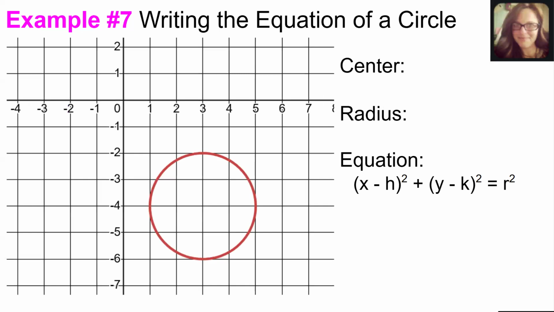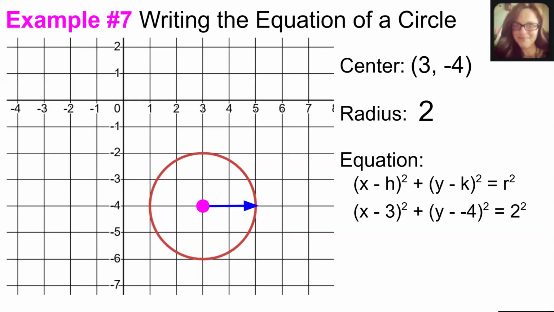Let's do another writing the equation of a circle, this time given a graph. First, we'll identify the center, and then we'll do the radius so we can write the equation. The center of this circle is right there at 3, -4. And then the radius is the distance from the center to any point on the circle. Looks like 1, 2. Radius of 2. So now we can substitute 3 in for h, -4 in for k, and 2 in for r, and then we'll simplify. Y minus -4, y plus 4, and 2 squared is 4.